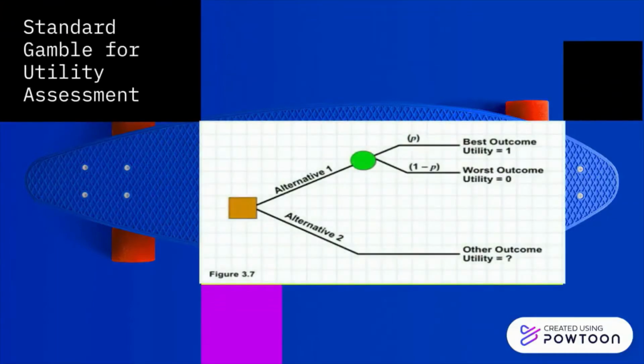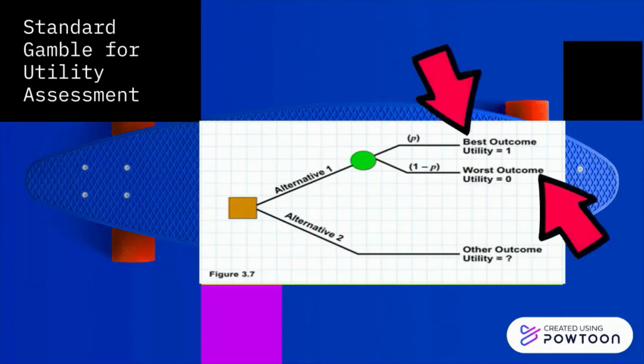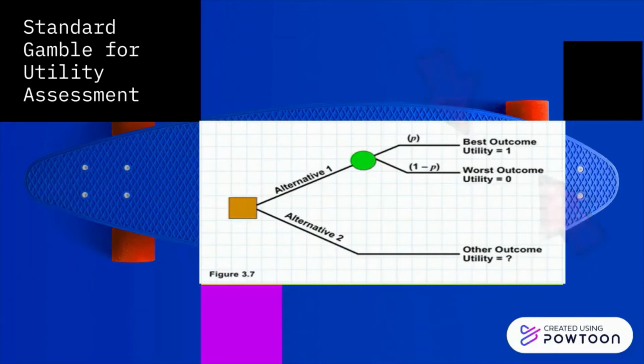The standard gamble presents choices between two alternatives, with the probability of each being varied until the individual is indifferent to the choices. In the diagram, whatever your choice, you will always have the best outcome utility and the worst outcome utility, where the outcome of the unselected choice is unknown.